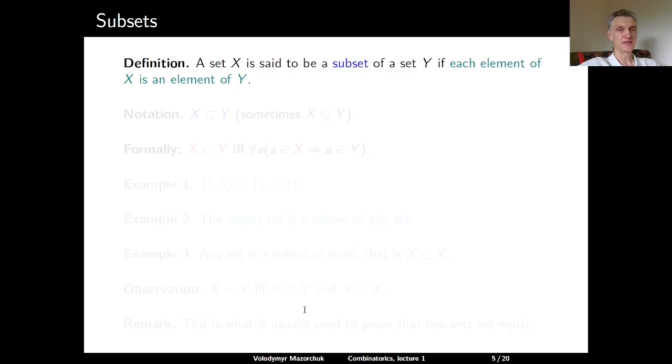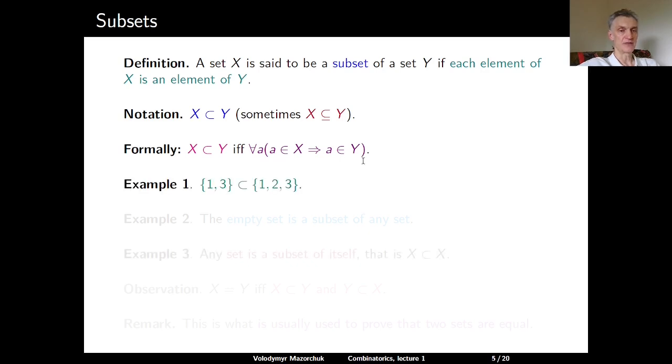A set X is said to be a subset of a set Y if each element of X is at the same time an element of Y. The usual notation is as follows, and this is usually read: X is a subset of Y. Sometimes one can use this other notation, but I would normally use the first one. In the language of logical expressions, X is a subset of Y if and only if for each element A, A is an element of X implies that A is an element of Y.